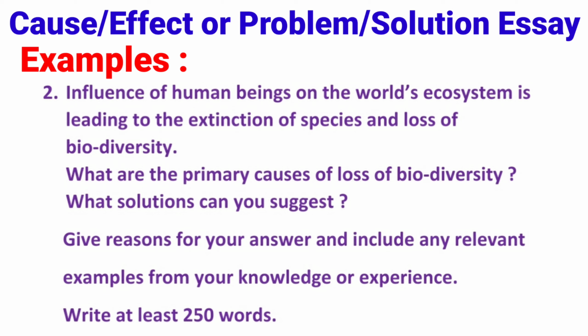Example number 2. Influence of human beings on the world's ecosystem is leading to the extinction of species and loss of biodiversity. What are the primary causes of loss of biodiversity? And what solutions can you suggest? Give reasons for your answer and include any relevant examples from your knowledge or experience. Write at least 250 words.